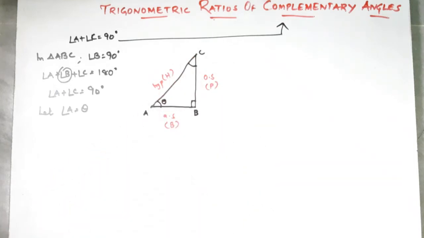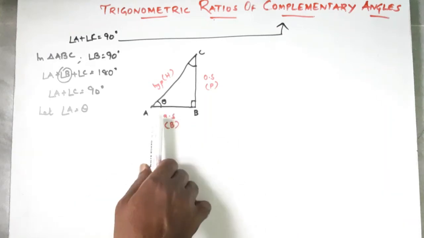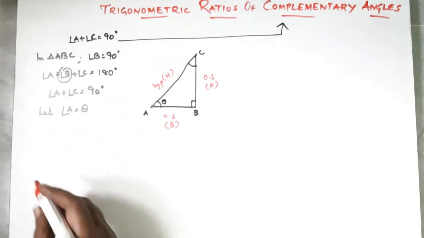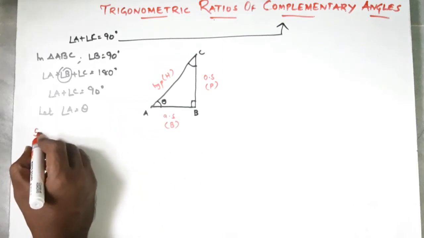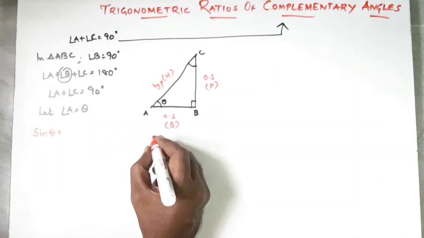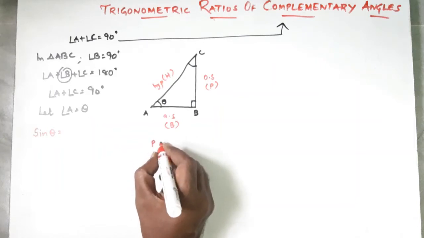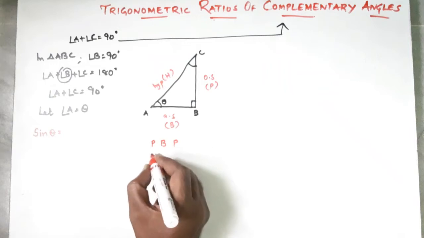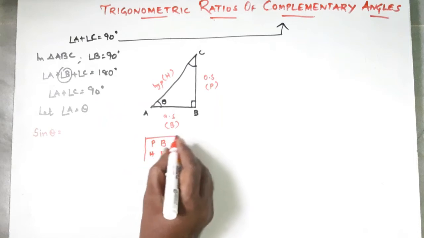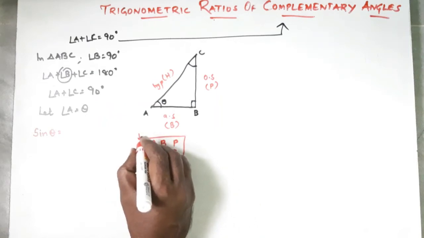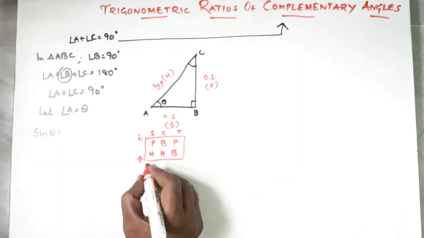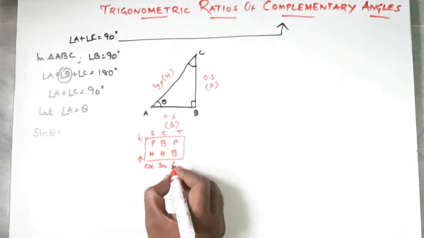Now let us find the six trigonometric ratios based on theta. Before going to that, in previous videos we have seen that from top to bottom the order is sine, cos, tan, and from bottom to top it is cosec, sec and cot.